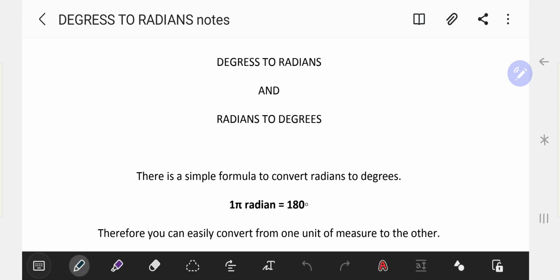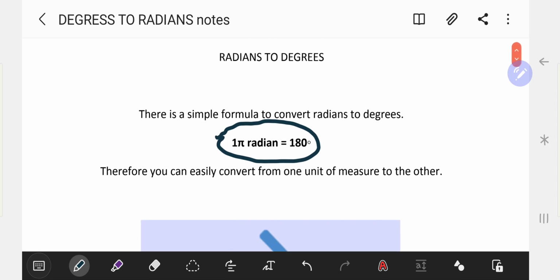Okay, there you go. So the formula that we can use to convert back and forth between radians and degrees is that 1 pi radian equals 180 degrees. You need to write that down somewhere in your notes. You should be taking notes right now, okay? So 1 pi radian equals 180 degrees. So we can use that to help us convert easily back and forth between one another.